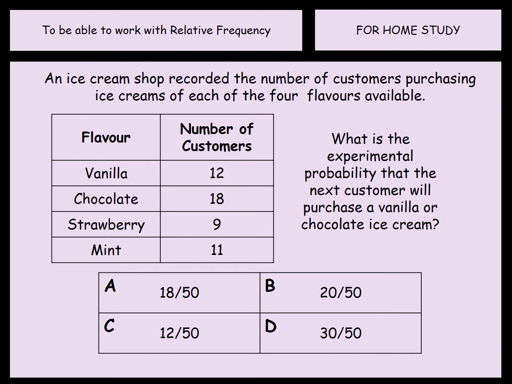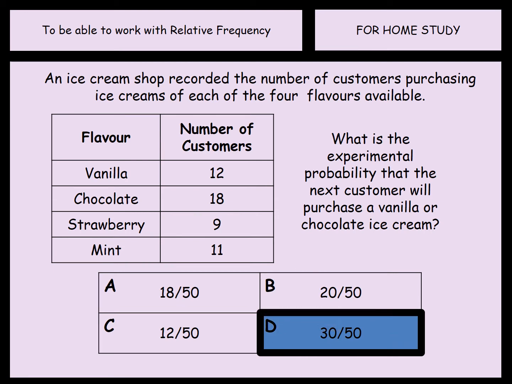Last example, we've got an ice cream shop that recorded the number of customers purchasing ice creams for the 4 flavors below. Experimental probability that the next customer will be vanilla or chocolate. So again, we have to add the two things together, vanilla or chocolate. So 30 out of, again, 50, because it's the total number of people here.